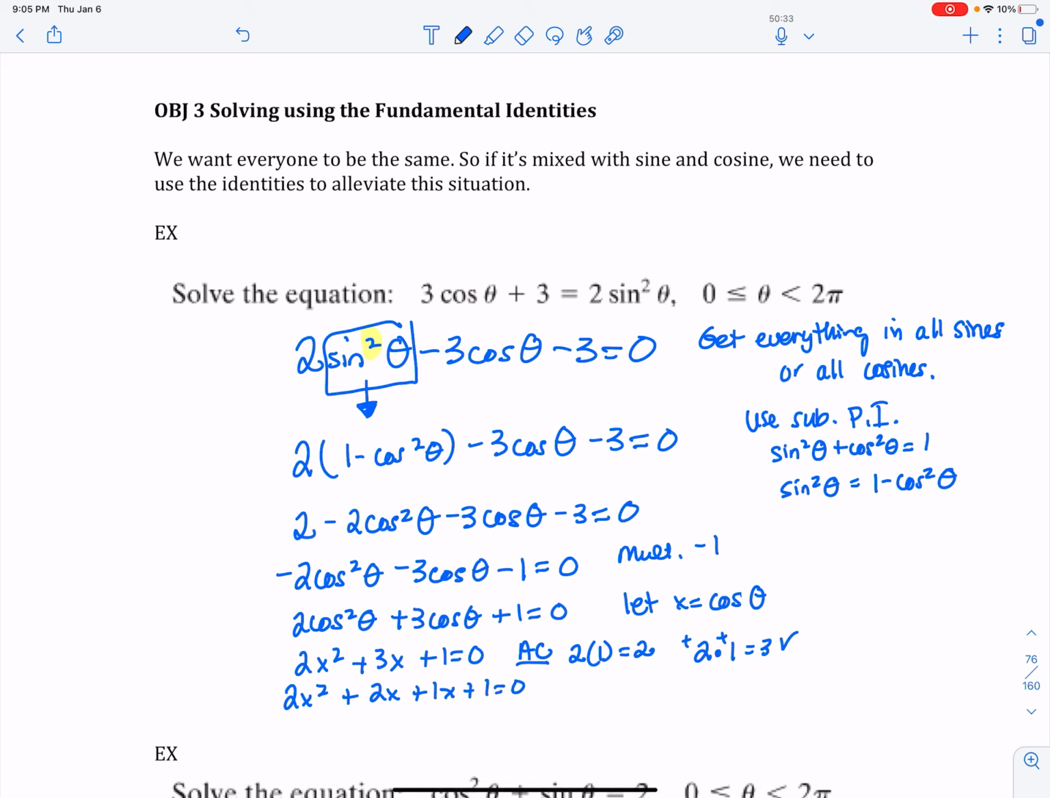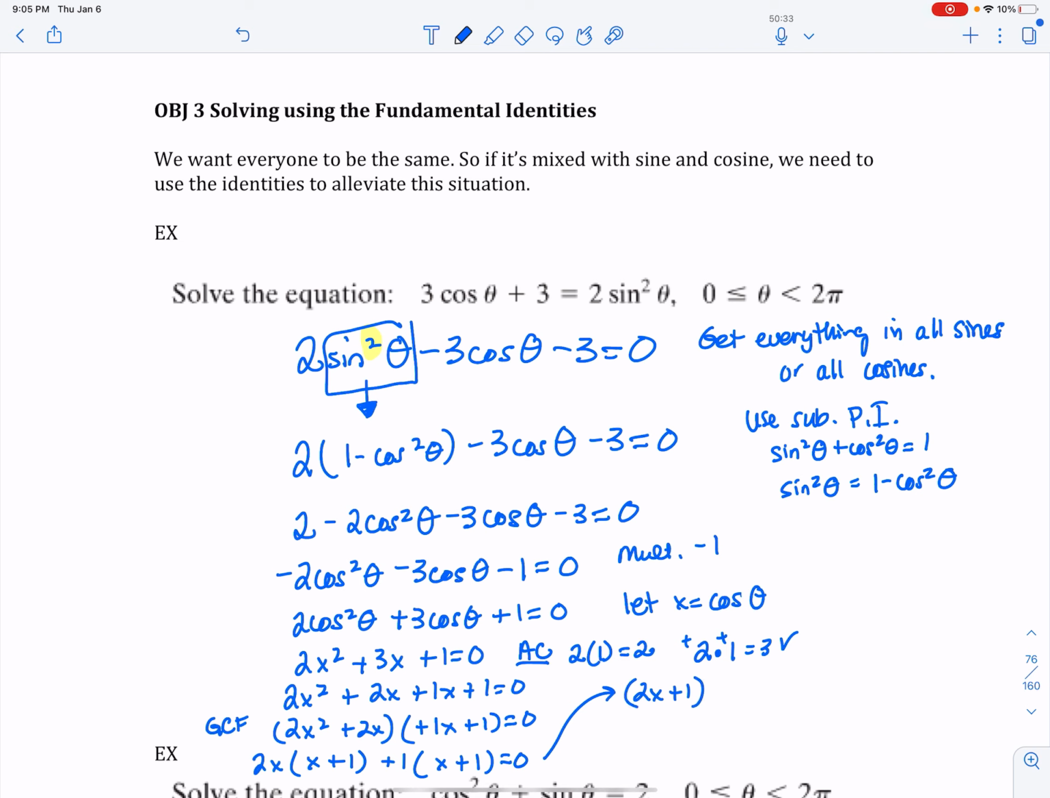And now I'm going to use the grouping method. So the grouping method says that I combine the first 2 together and I combine the last 2 together, and I find the GCF. So the GCF of the first one is going to be 2x, and I'm left with x plus 1, and the GCF of the second one is a positive 1, so I'm left with x plus 1. So I get 2x plus 1 times x plus 1.